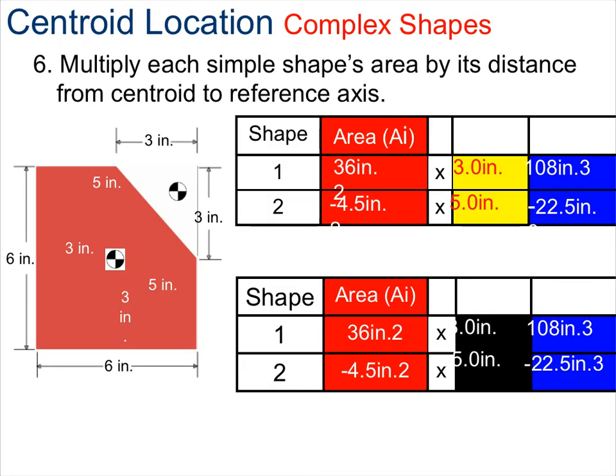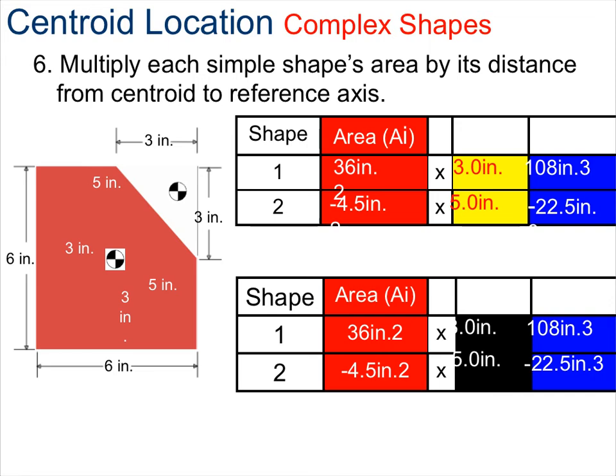Now in step 6, we're going to multiply each of the simple shapes' area by its distance from the centroid to the reference axis. So in shape number 1, we had 36 square inches. Multiply it by its distance to the y-axis of 3 inches, and we get 108 cubic inches. In shape number 2, we had a negative area, remember, of negative 4.5 square inches. If I multiply it by its distance from the centroid to the y-axis of 5 inches, we get negative 22.5 cubic inches.